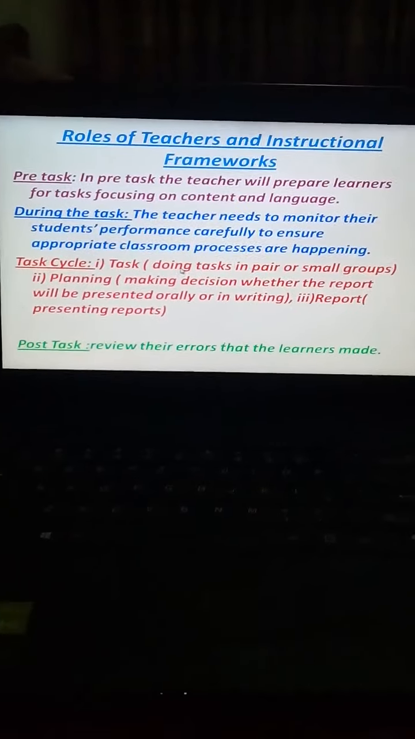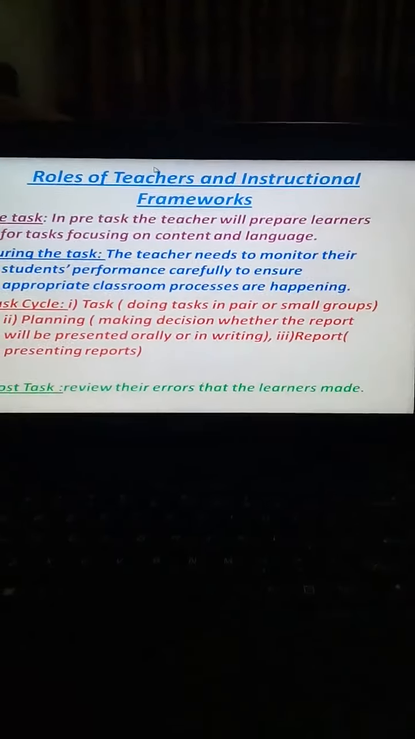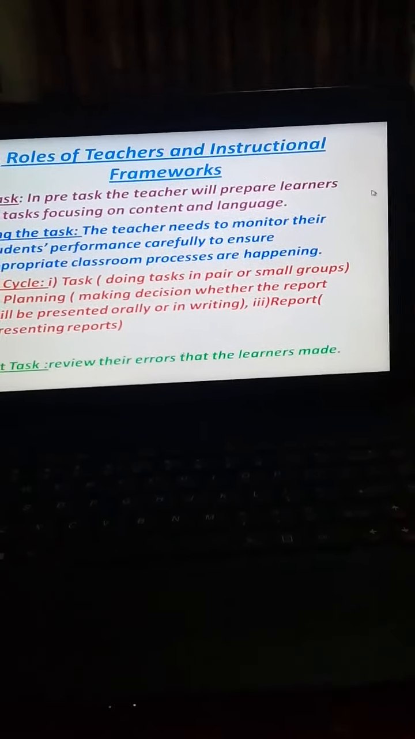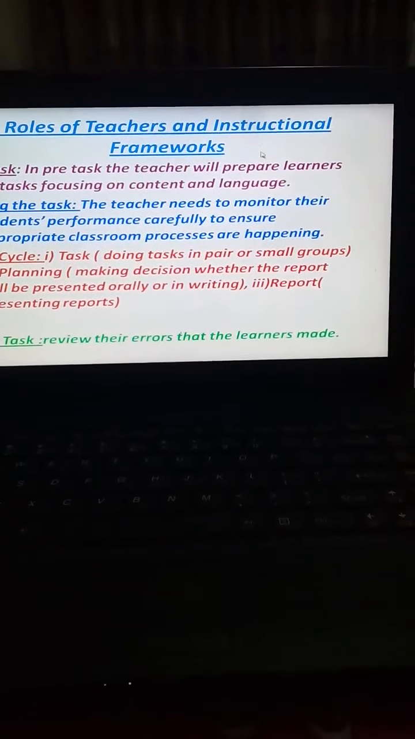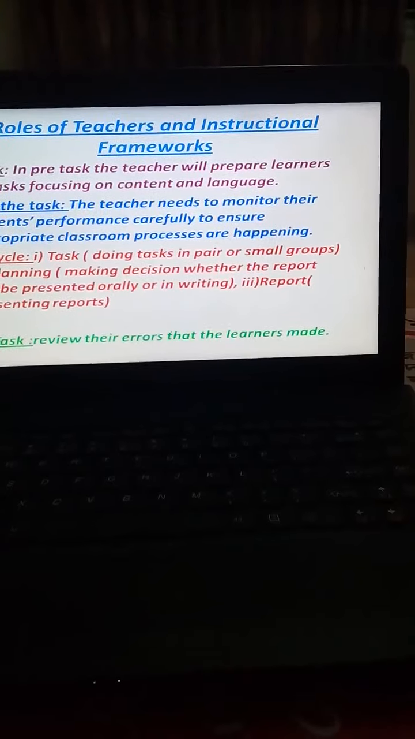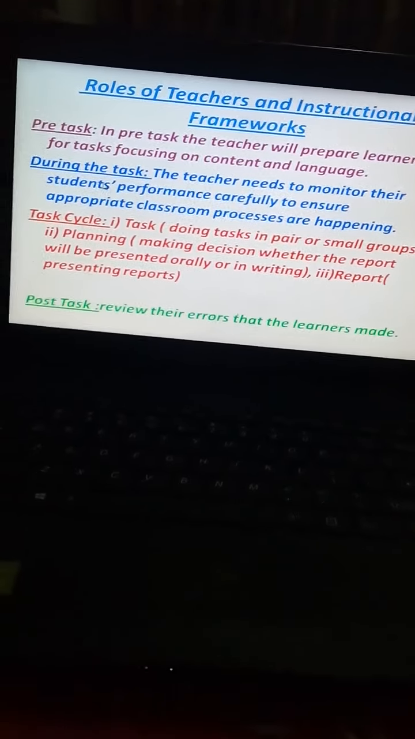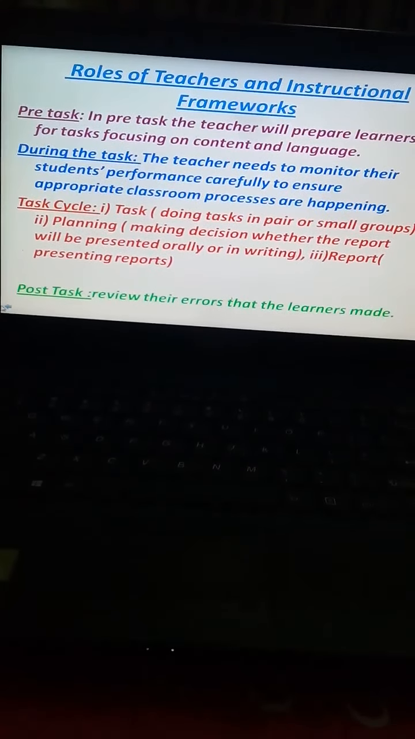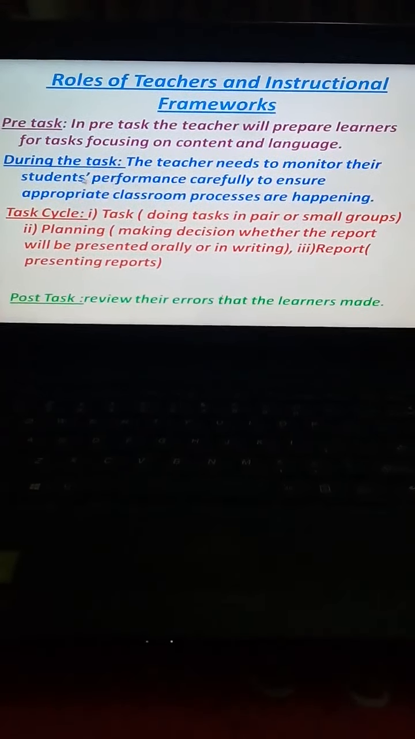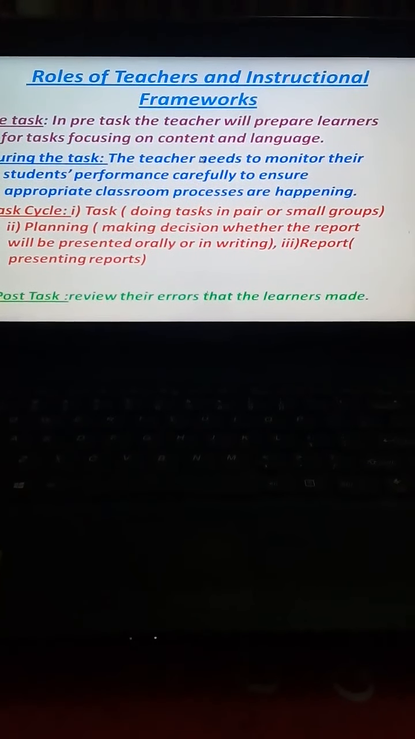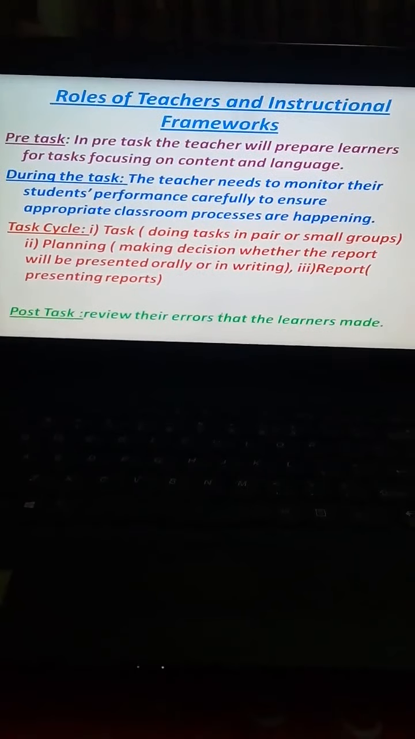Now I'll talk about roles of teachers and instructional frameworks. Roles of teachers and instructional frameworks can be seen in these steps, that is pre-task, during the task, task cycle, or post-task. So, what is pre-task? In pre-task, the teacher will prepare learners for tasks, focusing on content and language. So, teachers must prepare learners for the task.